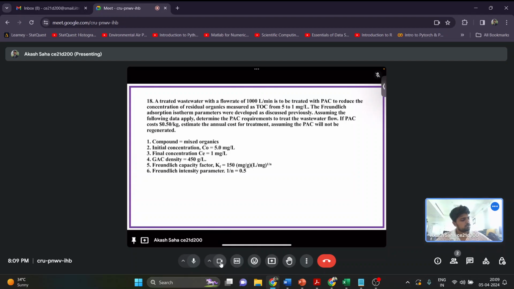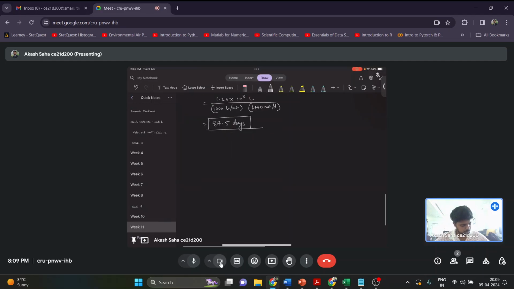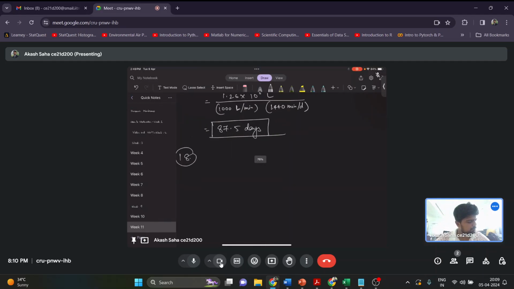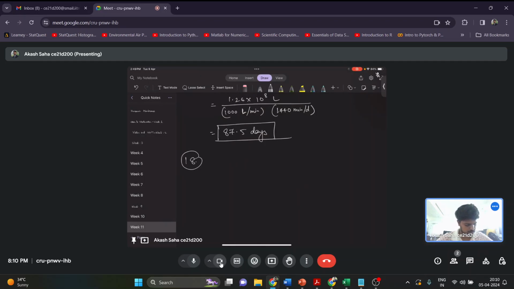Okay, so very similar problem. So we'll finish it off quickly. So 18th question. So first we will estimate the PAC dose based on the isotherm data.